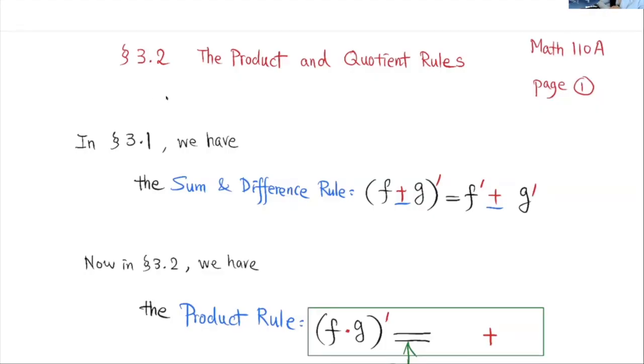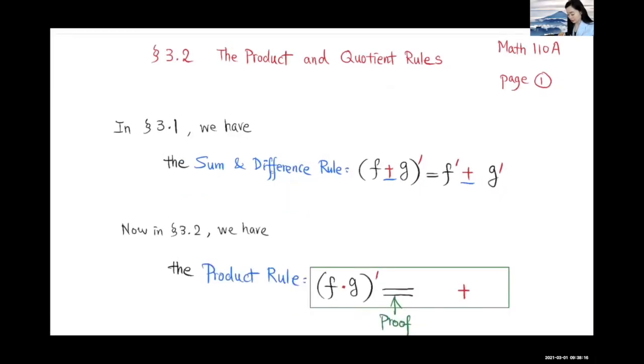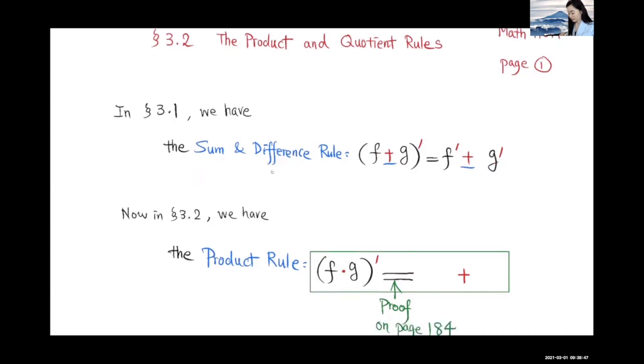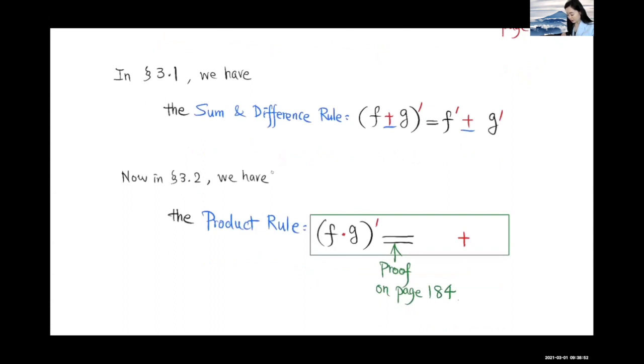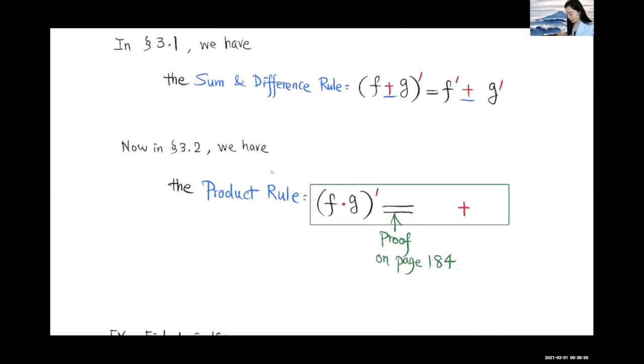So in 3.2, we're going to talk about the product and quotient rules. In 3.1, we have the sum and difference rule, right? So we said the derivative of the sum is the sum of the derivatives, and the derivative of the difference is the difference of the derivatives. Those are the sum and difference rules. Now in 3.2, we have the product rule. If you take the derivative of the product, intuitively you might think it's f prime times g prime, right? However, it turned out to be a little bit different.